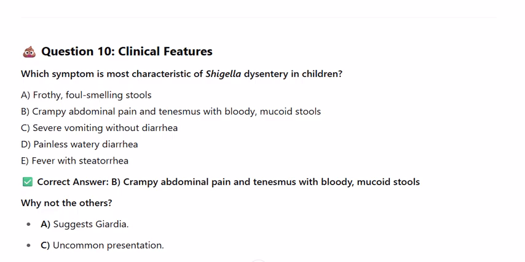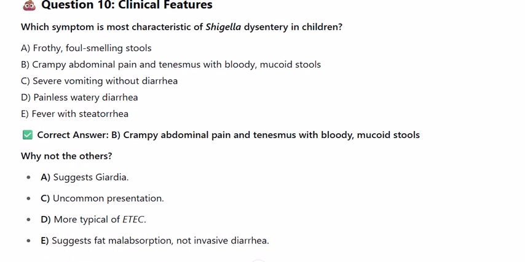Question 10. Clinical features. Which symptom is most characteristic of Shigella dysentery in children? A. Frothy, foul-smelling stools. B. Crampy abdominal pain and tenesmus with bloody mucoid stools. C. Severe vomiting without diarrhea. D. Painless watery diarrhea. E. Fever with steatorrhea. Correct answer B. Crampy abdominal pain and tenesmus with bloody mucoid stools.